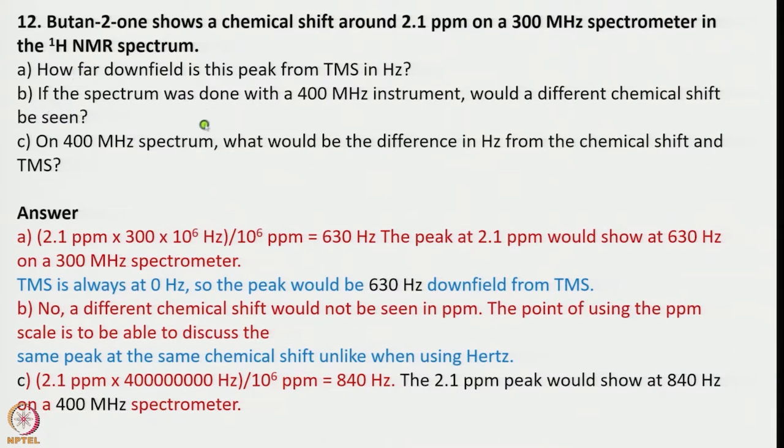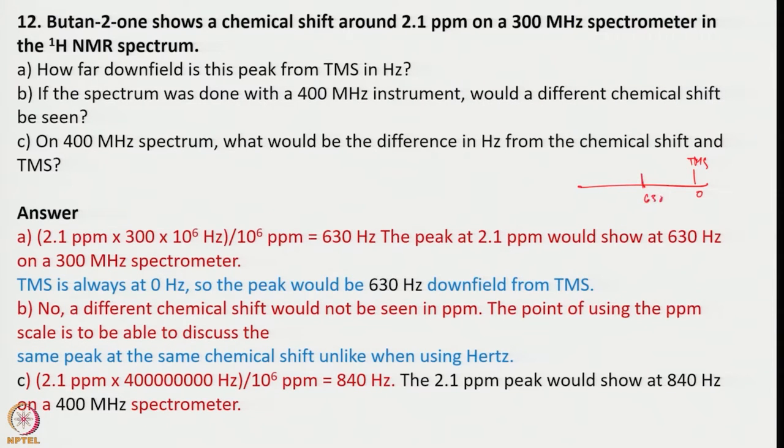The first one is, how far downfield is this peak from TMS in hertz? For that, you take 2.1 ppm into 300 into 10 raised to 6, divided by 10 raised to 6, and it will give 630 hertz. So the peak at 2.1 ppm would show at 630 hertz on a 300 megahertz spectrometer. We convert it from ppm to hertz, and since TMS is always at 0 hertz, the peak would be 630 hertz downfield from TMS. If TMS is at 0, the peak will be somewhere here, at 630 hertz.